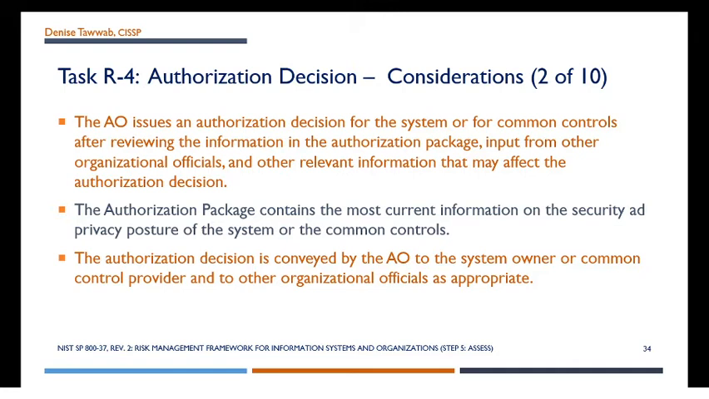The AO issues an authorization decision for the system or for common controls after reviewing the information in the authorization package, input from other officials, and other relevant information that can affect the authorization decision. The authorization package contains the most current information on the security and privacy posture of the system or of the common controls. The authorization decision is conveyed by the AO to the system owner or to the common control provider and to other organizational officials as appropriate.